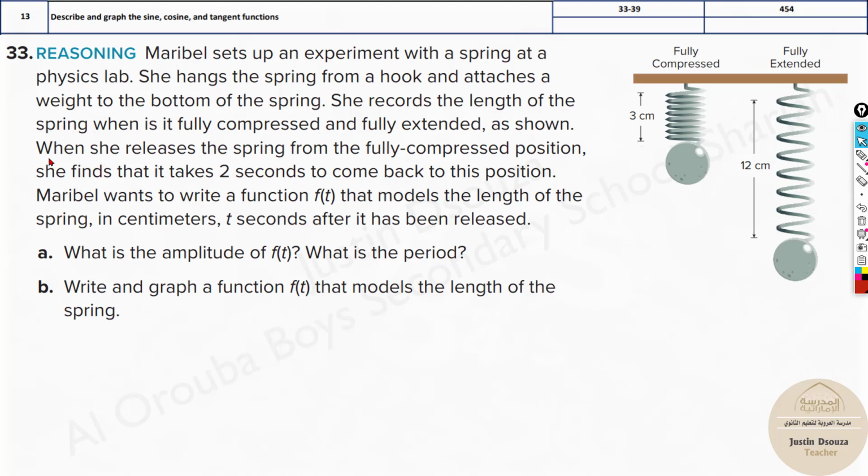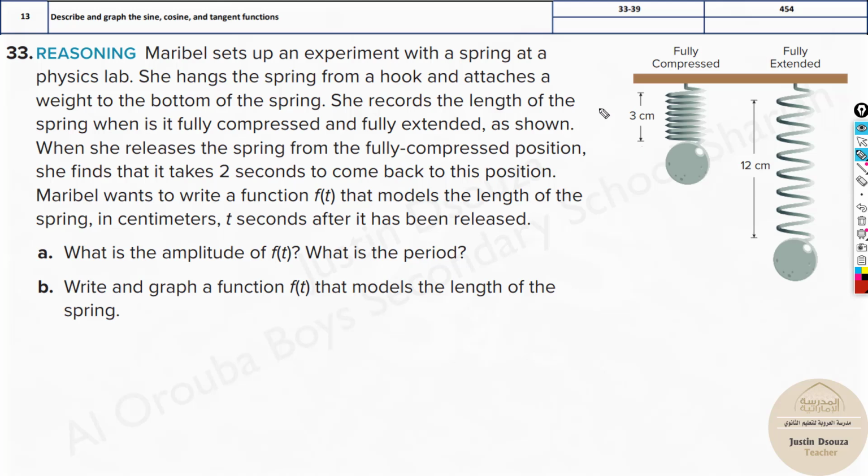As shown, when she releases the spring from fully compressed position, she finds it takes 2 seconds to come back to this position. So what happens is, when you release it, it'll go up, extend fully and come back to the original position, right? This takes 2 seconds. That means that's the period of the function. Period is the time taken for the function to come back to its original position. And Maribel wants to write the function of t with respect to time, that models the length of the spring in centimeters t seconds after it has been released. Then we need to find the amplitude, the period, and graph the function.